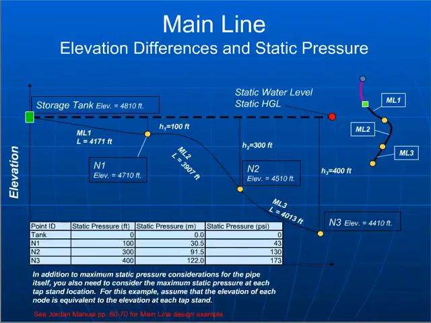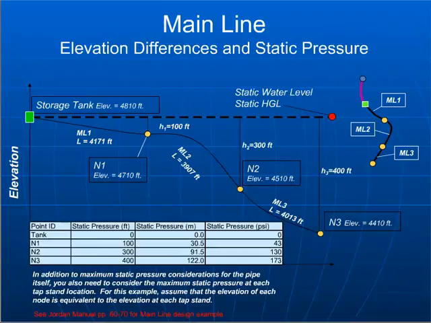So again, we just talked a little bit about the conduction line and designing that piece of pipe from the source over to the storage tank. I'll now provide a couple of basic considerations about that main line, or the distribution line, and focus on the elevation differences and static pressure issues there.